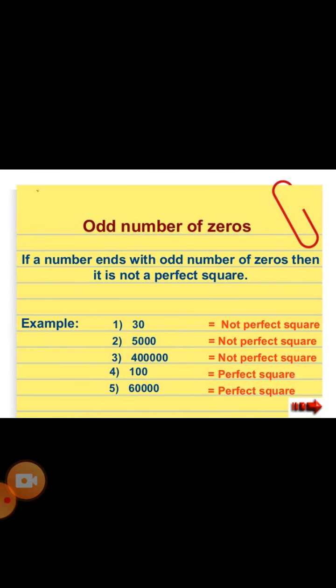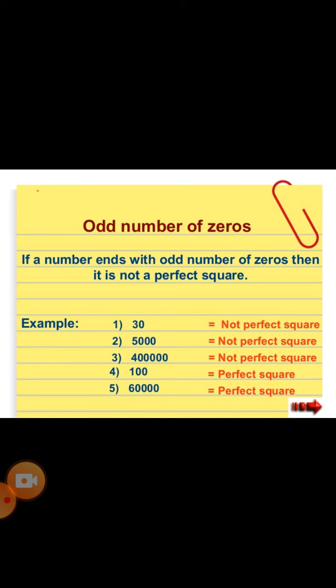Next we discuss odd number of zeros. If a number ends with an odd number of zeros, then it is not a perfect square. For example, first of all, we have the number 30 and in 30 we have one 0 and we know that 1 is an odd number, so it is not a perfect square. In example 2 we have the number 5000. In 5000 we have 3 zeros and 3 is also an odd number, so we can say that this is not a perfect square. In example 4 we have the number 100.